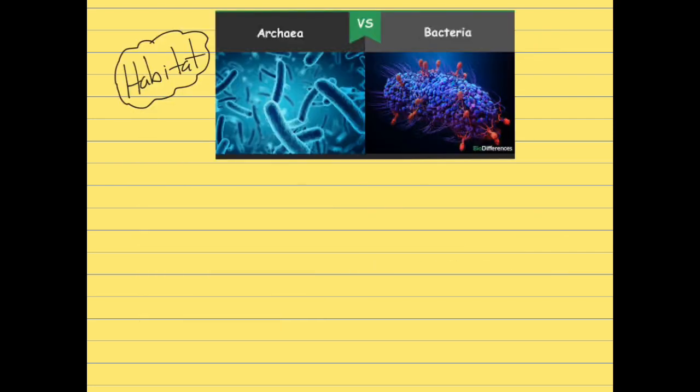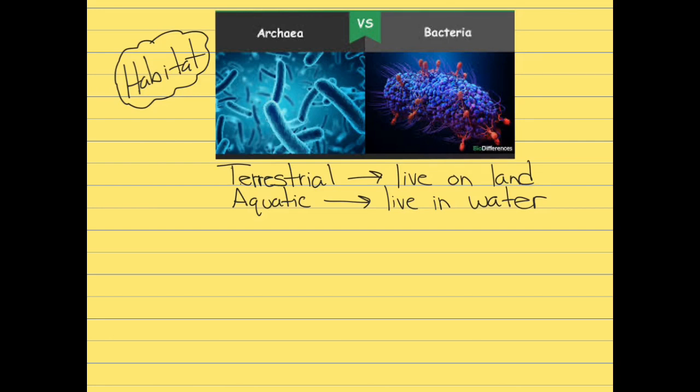Our next set of notes talks about the habitat of Archaea and Bacteria. For the most part, they have some similarities. For example, they both are terrestrial and aquatic. Terrestrial means they can live on land. Aquatic means they can live in water. They both share this characteristic.